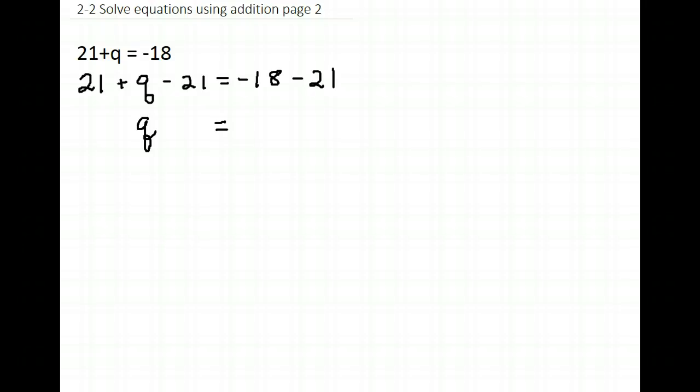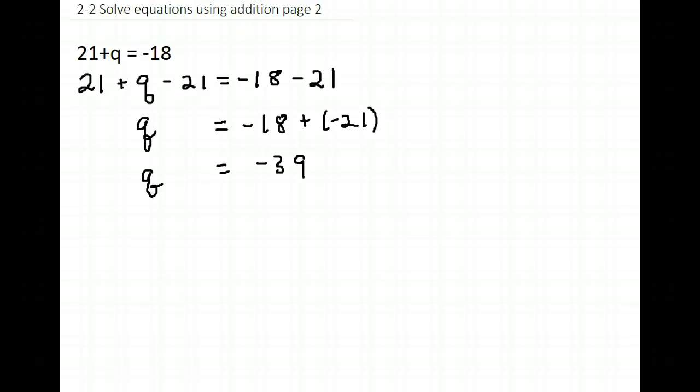That's the same thing as saying negative 18 plus a negative 21. And we can write that as negative 18 plus open paren negative 21 close. So you're basically adding these two negatives together. So what does q equal? Q equals negative 39. Because negative 18 plus a negative 21 equals negative 39.